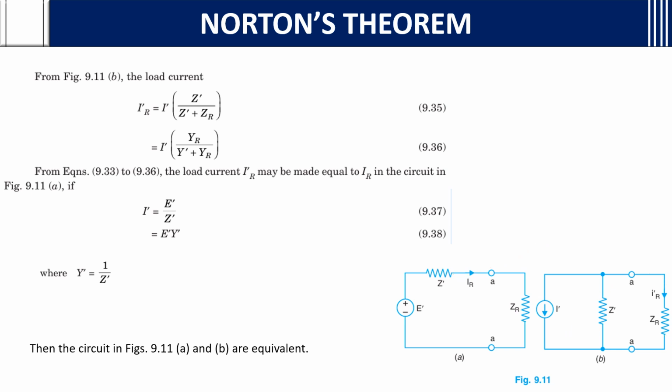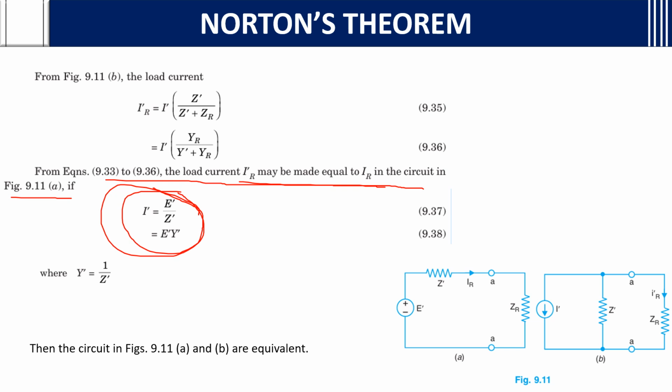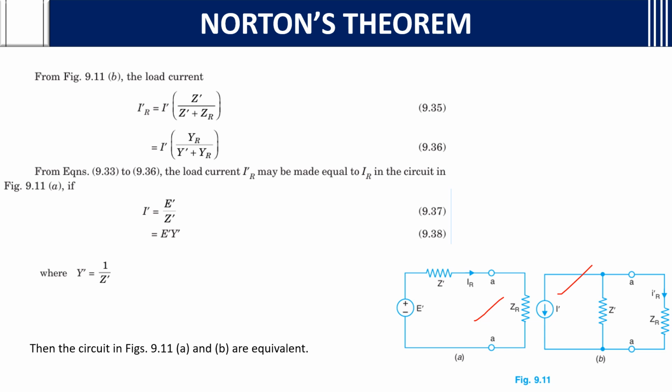So that is what it is telling: from these equations 9.33 to 9.36, the load current IR dash may be equal to IR in the circuits. If in circuit figure 9.8, I dash is equal to E dash by Z dash, if this is accepted, if this is correct, then in these two figures the load current is the same. Then we can say that the 9.11A and 9.11B circuits are equivalent. This is Norton's theorem.